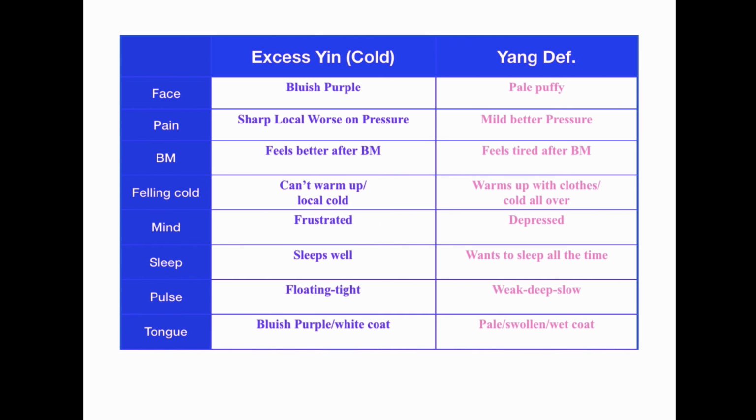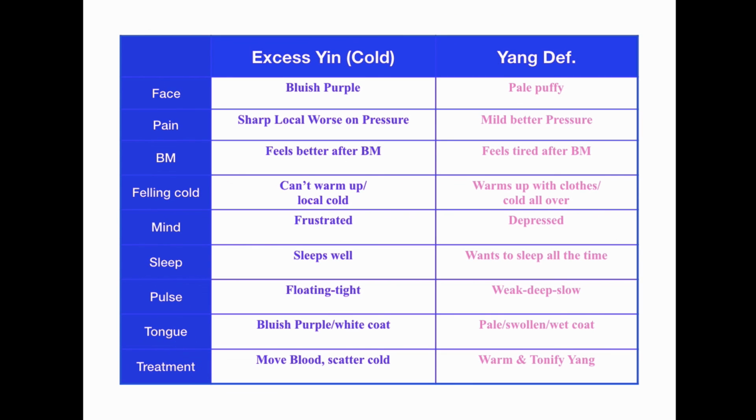When it comes to the tongue, the excess yin tongue will be purple because of the stagnation, but also bluish because that's the yin or the cold. So a bluish purple tongue with a bit of a white coat on it. Specifically, if it's acute, there'll be a bit of a white coat. If it's chronic, not necessarily a white coat, just bluish purple. Yang deficiency tongue, very pale. Again, no fire, so not going to be pink or red. It's going to be pale. Swollen because, again, the fluids are not able to circulate, usually with a little bit of a wet coat on top of it.